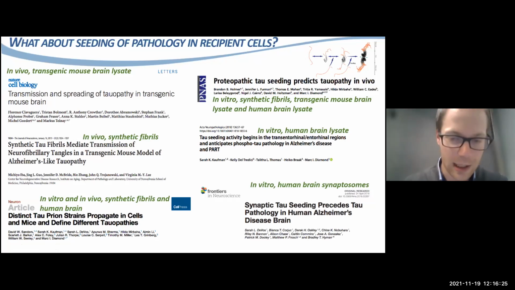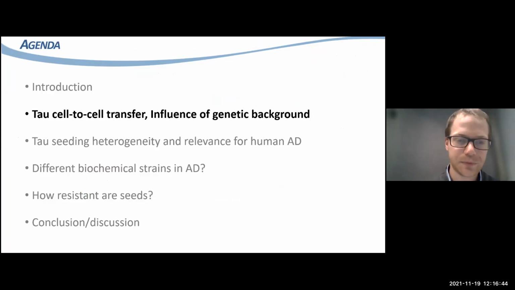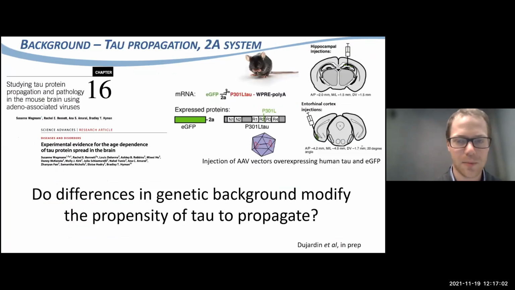So you can have aggregates coming from human or in vitro generated, or coming from transgenic mouse models, and they all recruit different tau in vivo or in vitro, or even fully in tubes. So seeding is a process that also happens. So I'm basically done with the introduction. Now I'm going to go to the data that we generated, first on the cell-to-cell transfer, and then more on the tau seeding in the second part.